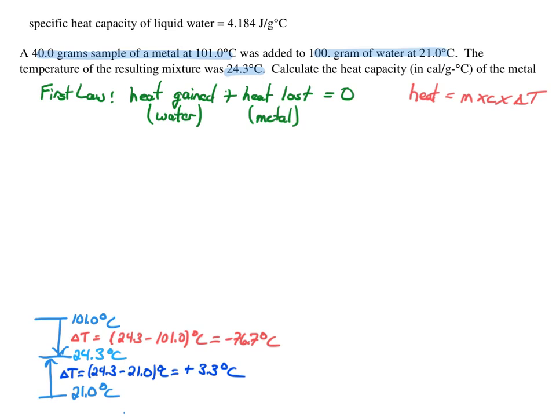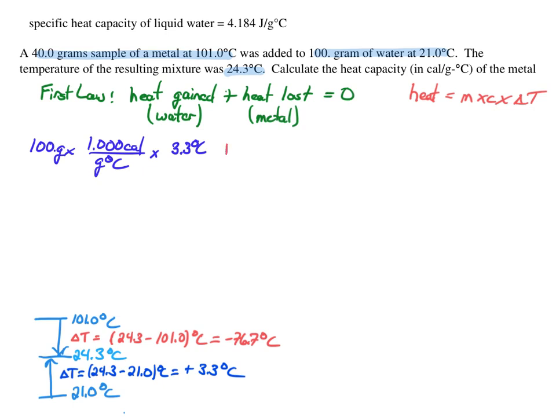For the cool water, the mass is 100 grams. Our heat capacity is 1.000 calories per gram degree C. We could use either the specific heat in terms of joules or calories. I'm going to use calories because the numbers are just nicer. And the delta T, as we've determined below, is a positive 3.3 degrees C.